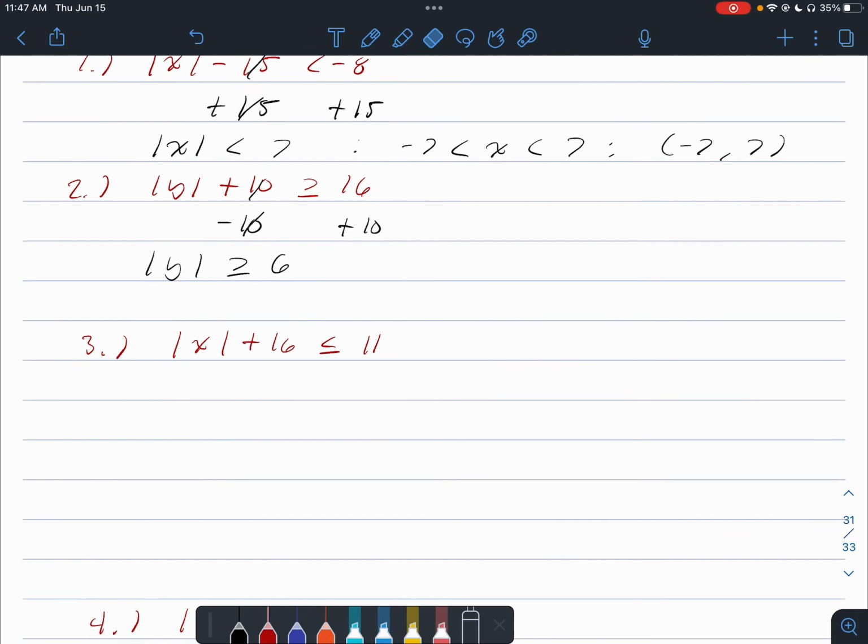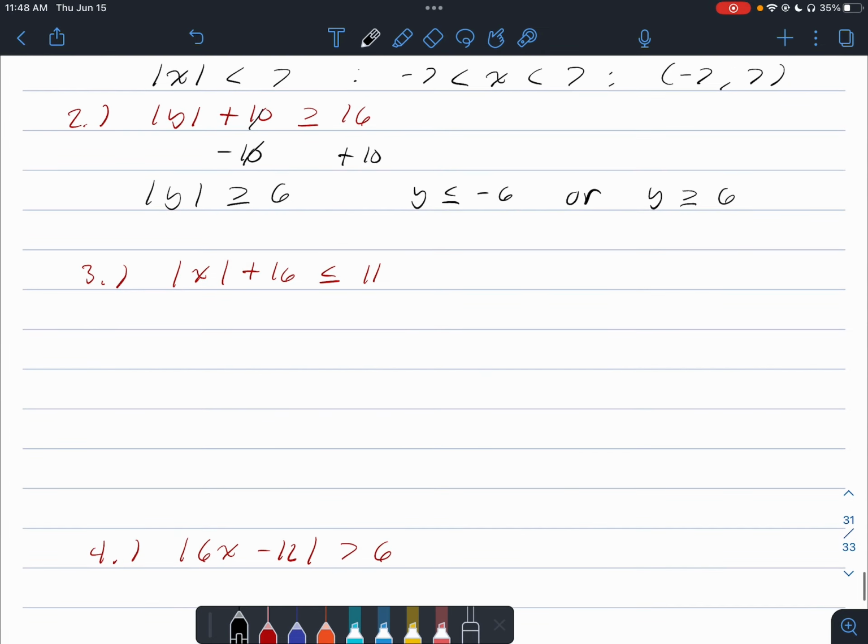So we have y is less than or equal to negative 6, or y is greater than or equal to positive 6. Okay, we're looking for all values of y whose distance is greater than or equal to 6 from 0.